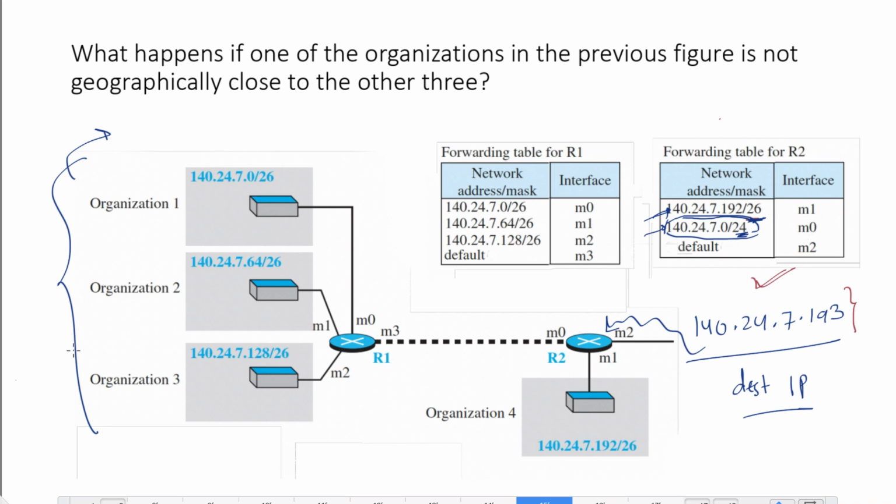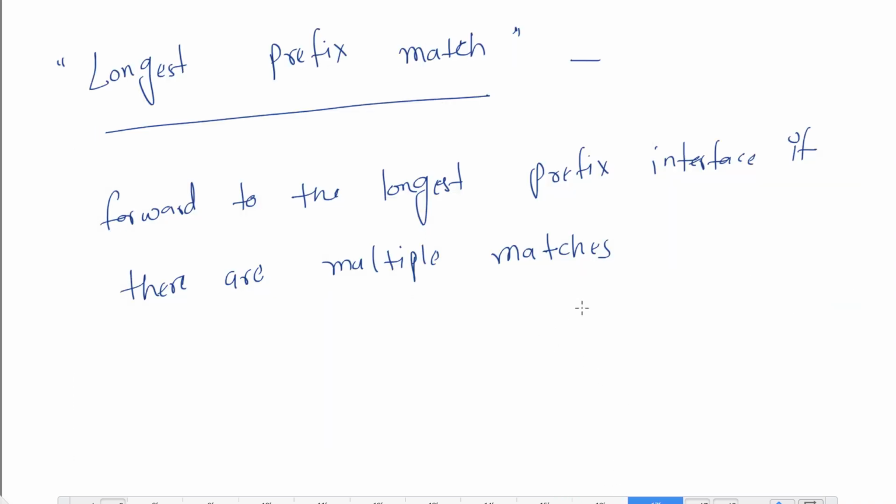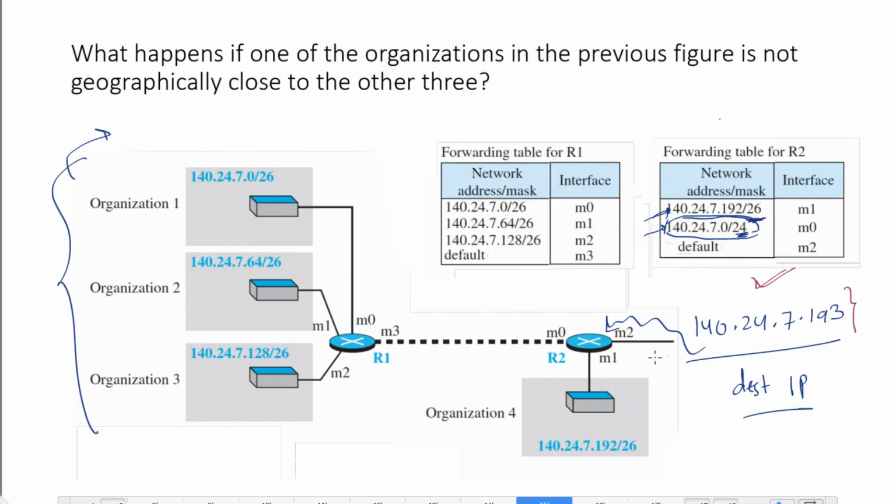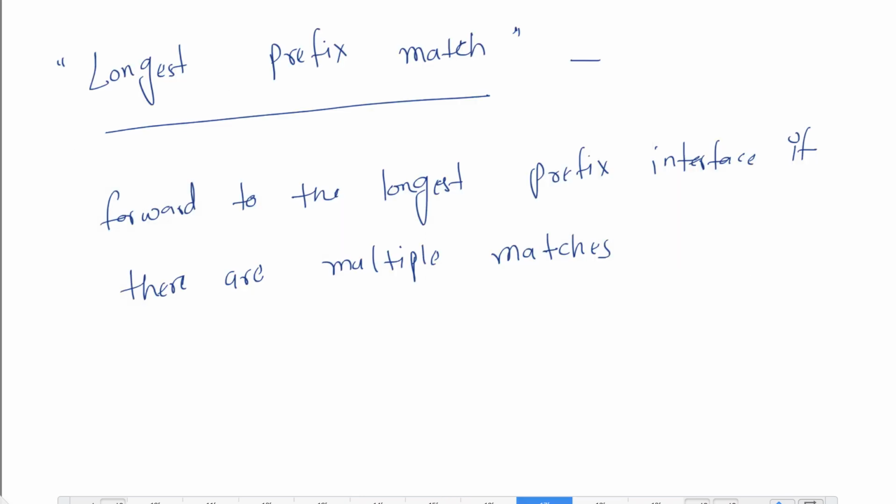And that's how we are doing supernetting also, and we are avoiding the confusion. See, this 26 is more precise and 24 is basically some broader set. That is why we are applying the longest prefix match rule. And this rule says that if there is a confusion, then always forward to the longest prefix interface if there are multiple matches. That is why this packet will get forwarded to M1 only. I hope you got it.